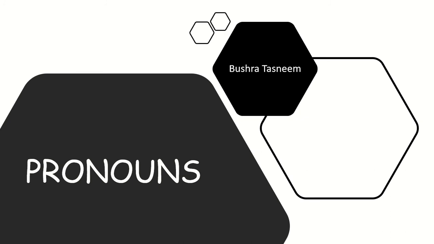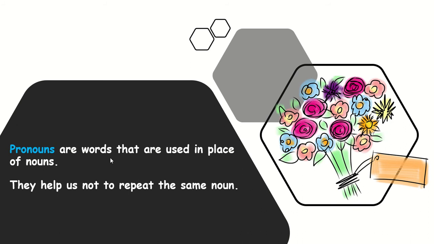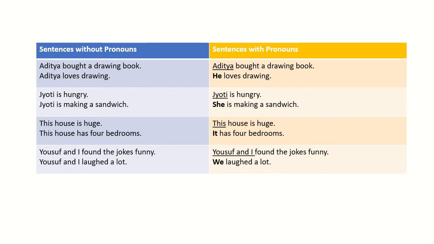So you know, pronouns are words that are used in place of nouns, okay? We already know that nouns are the names of person, place, animal or thing. So in place of person, place, animal or thing, the words that we are using are all pronouns. Okay? And how do they help us? They help us not to repeat the same noun. So let us see a few examples.